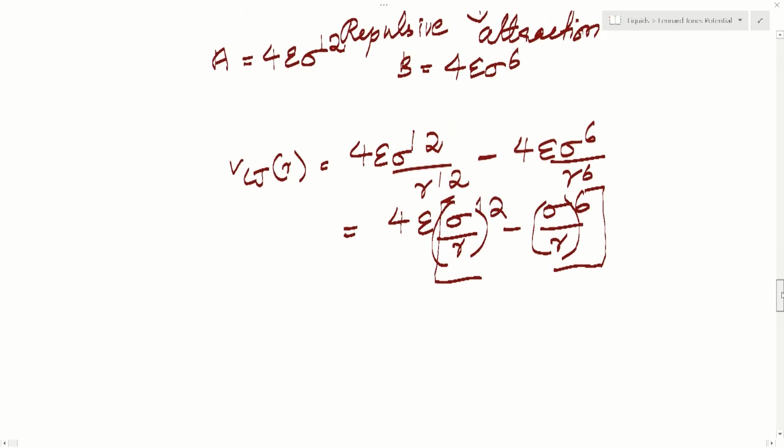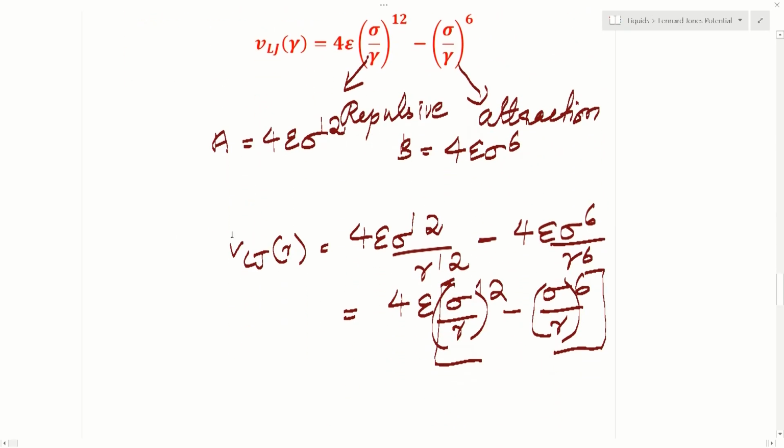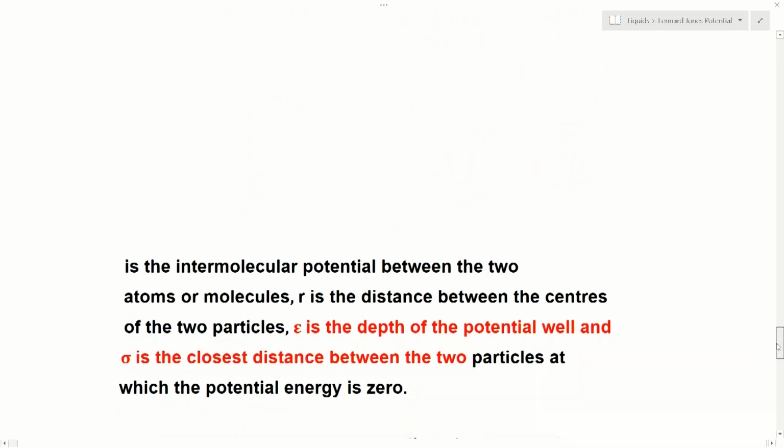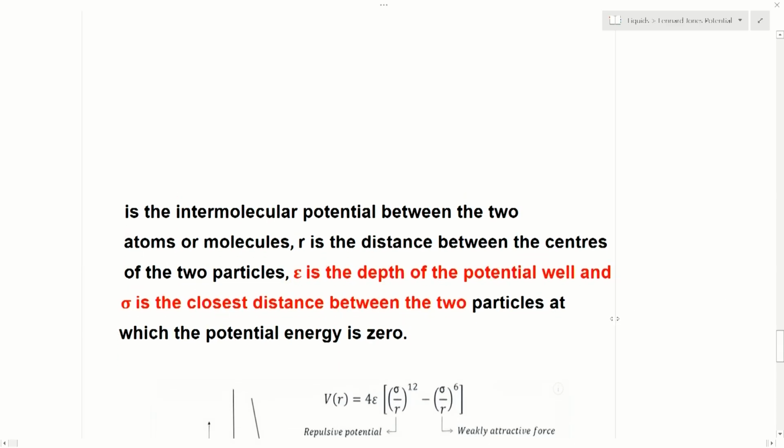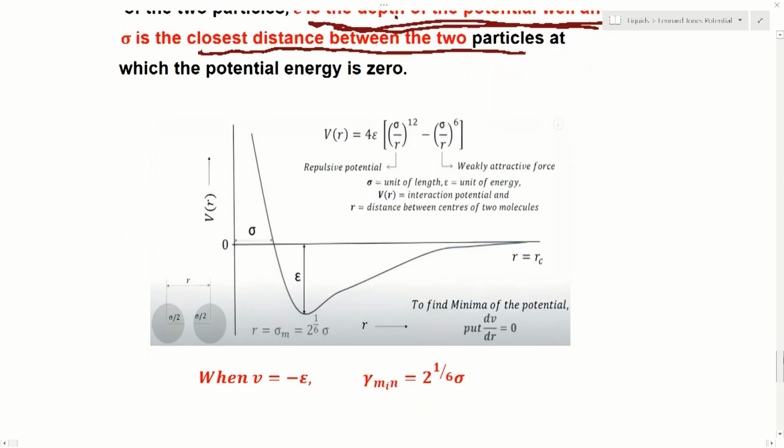Here in this equation, other than r, the other two terms are epsilon and sigma. Sigma is nothing but the closest distance between the two interacting particles, and epsilon is the depth of the potential well.